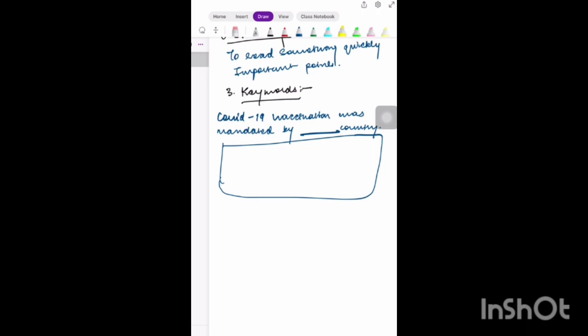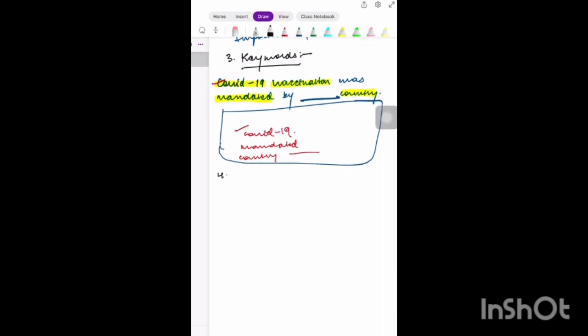So now my keywords here would be COVID-19. Because it's a word and 19 is given as a number, it will be very easy to identify. Vaccination is my keyword, mandated is my keyword, and country, I'll have to look for a text which has a country name. So when I'm reading the text, scanning it, I'll look for these keywords in my text. Wherever I could find COVID-19, wherever I could find mandated, wherever I could find a country name, that would be my answer.